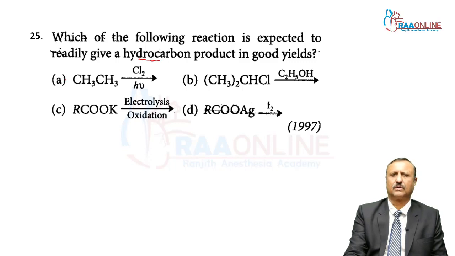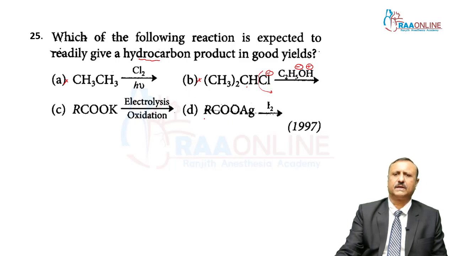So this is the wrong answer. Here ethanol is dissolved in this chlorine, you can get the ethoxide ion, and this ethoxide ion replaces the Cl- ions and attaches to this carbon atom. So, my dear students, you cannot get the hydrocarbon. So, B is the wrong answer.